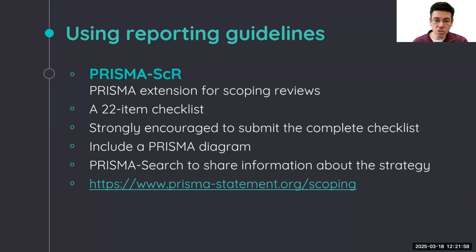So there is an extension called the Prisma-ScR for scoping reviews. It's a 22-item checklist that highlights the different points that your final review should include. It provides guidance alongside examples to structure and format that final review. It's also strongly recommended that you include a completed checklist as part of your publication.